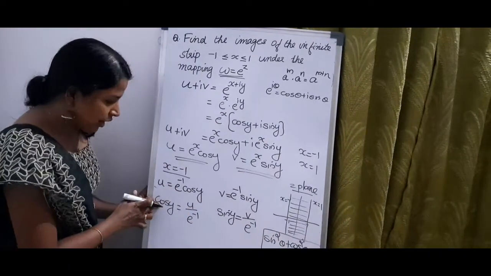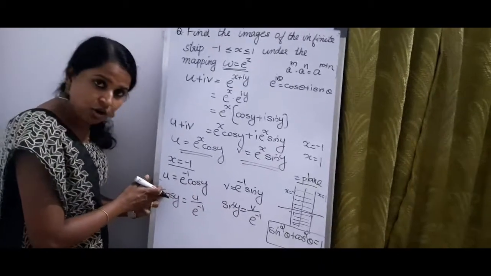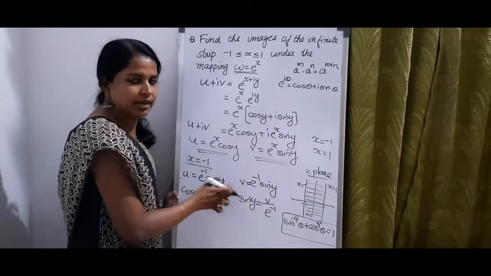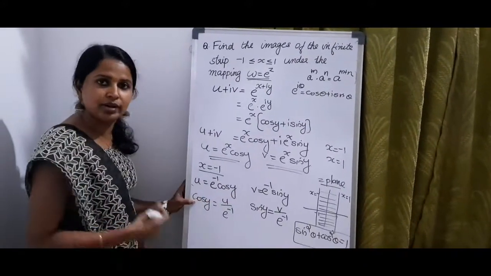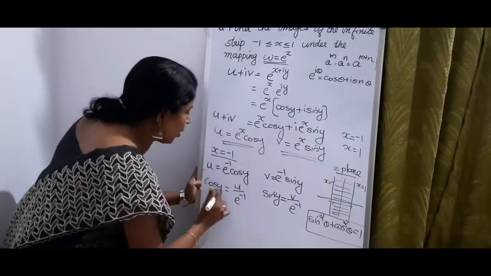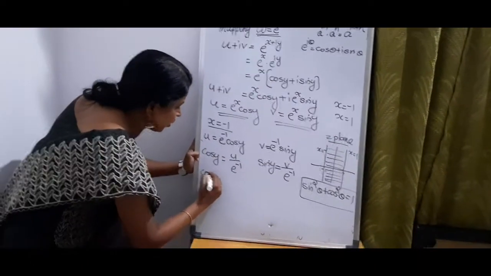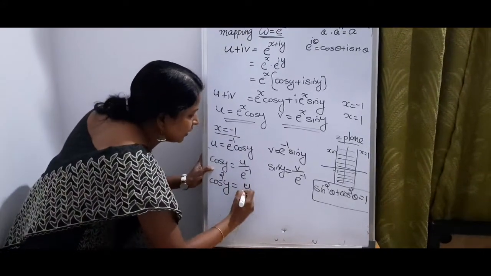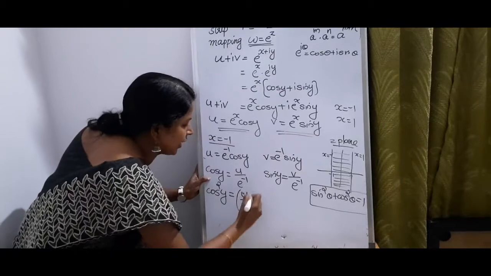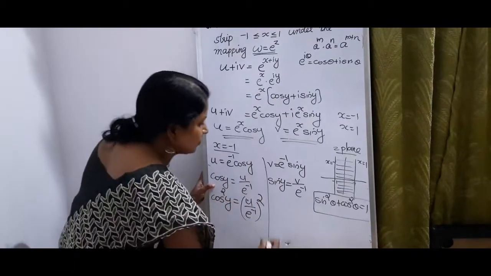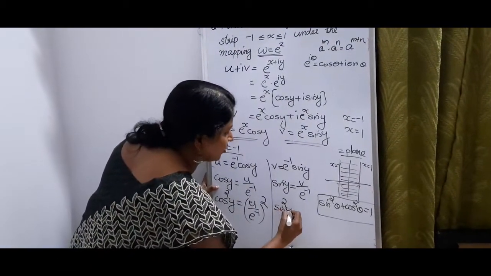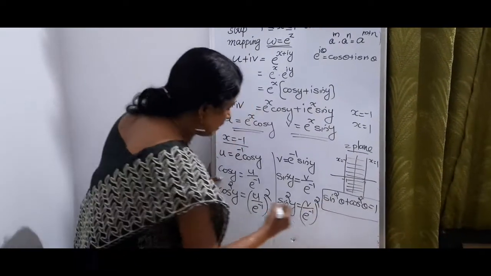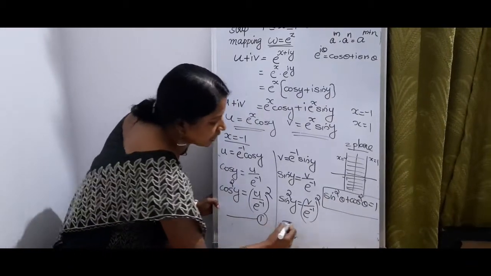So squaring these two equations, we get cos²y and sin²y, and adding these two we get sin²θ + cos²θ. Squaring both sides, we get cos²y = (u / e^(-1))². Here sin²y = (v / e^(-1))². This is equation number 1. This is equation number 2.